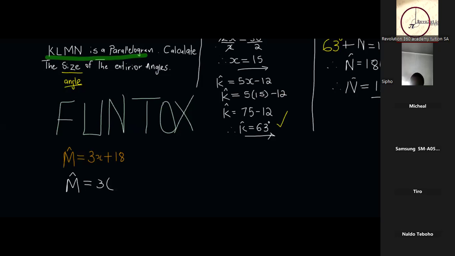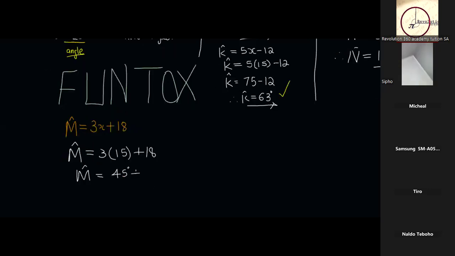Angle M is equal to 3 times 15. Is it 45? Yes, 45, and then plus 18. Therefore, angle M is equal to 63. Do you know why we're getting 63 for K and 63 for M?